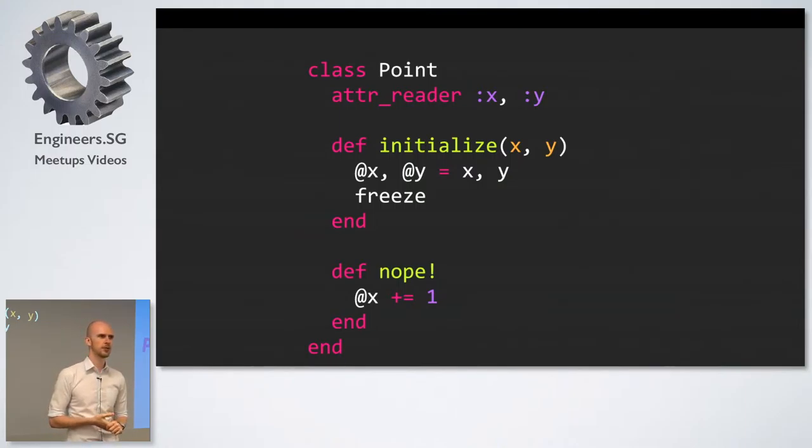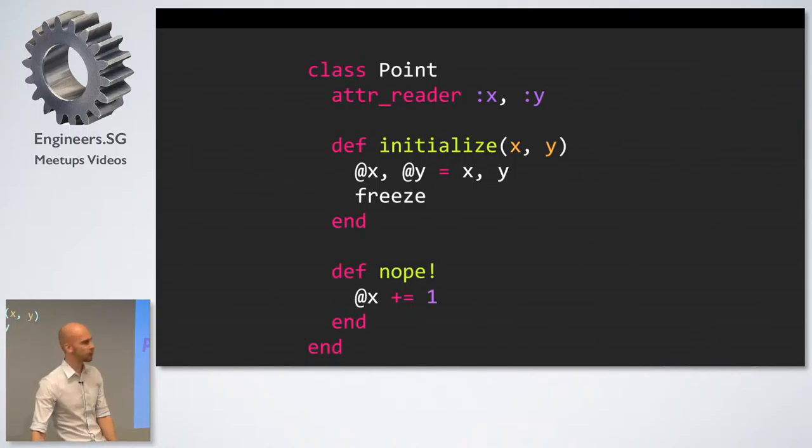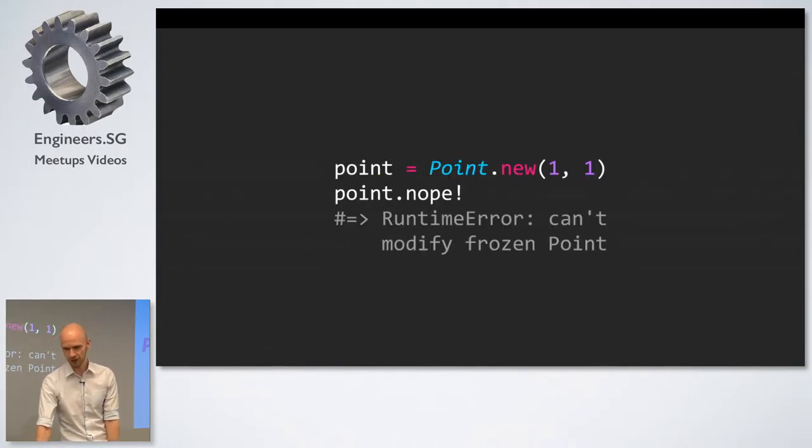Obviously, to make your object immutable from the outside, you can just use the readers, right? You don't have to use the accessor. I also define a method called nope to demonstrate that this will actually not work. The nope method tries to update the x coordinate of this point. But when you try to call it, it gives you a runtime error and says that you can't modify your point because it's frozen. So this works on any object that you define yourself.